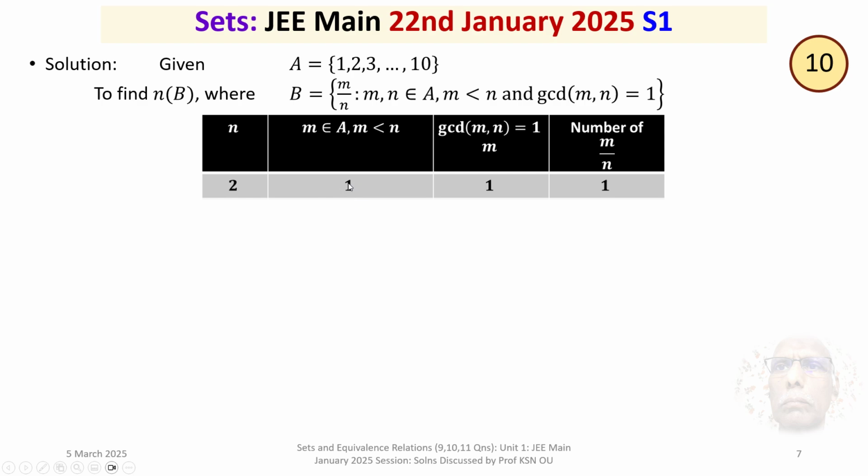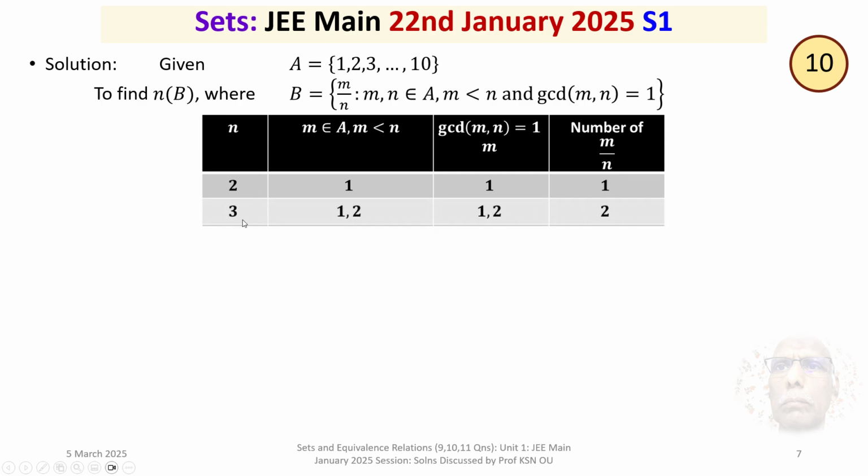Out of these m's, how many of them are relatively prime to n? GCD of 2 and 1 is 1. So what are the elements less than n which are relatively prime to n? It's only 1. Now, in B, the quotients are m by n. So m by n is 1 by 2. How many m by n are there? 1 only. So practically the number you get here, you will be getting here as m by n.